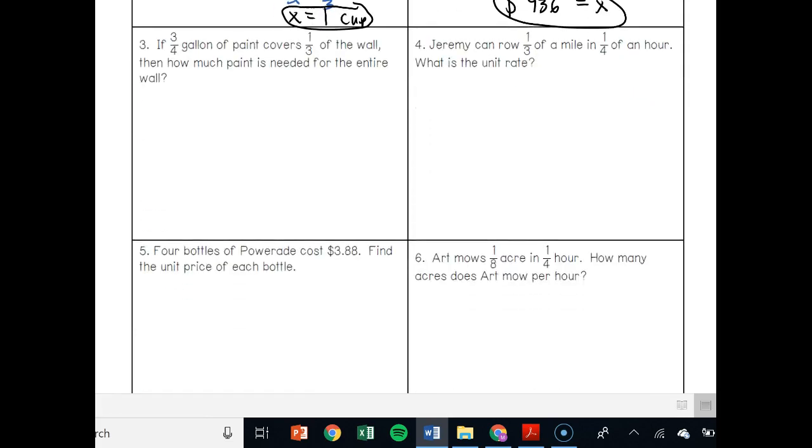Let's take a look at number 3. It says, if 3/4 of a gallon of paint covers 1/3 of a wall, then how much paint is needed for an entire wall? And it says an entire wall. It doesn't give us much of a ratio here, but we've got gallons and a wall, right?